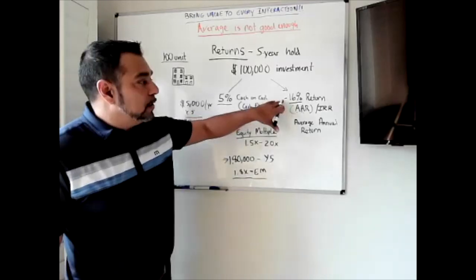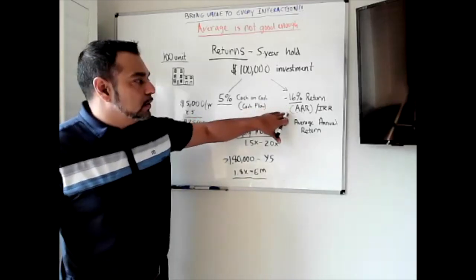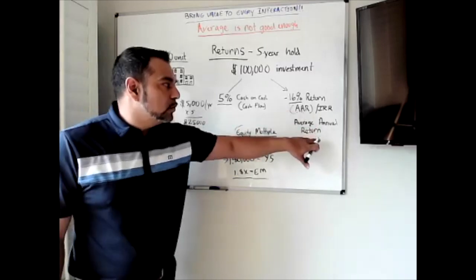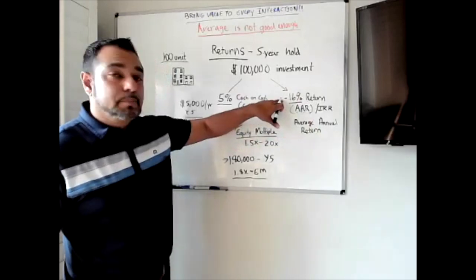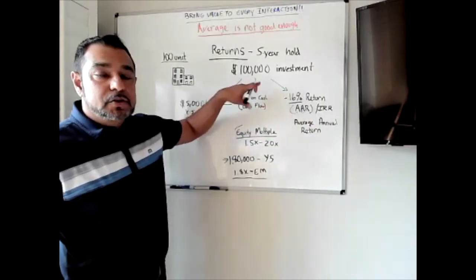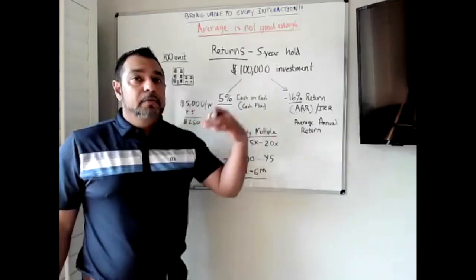Then you have some stuff over here, 16% return. This is AAR, average annual return. So every year I should average about 16%, or $16,000, in total return per year for 5 years.